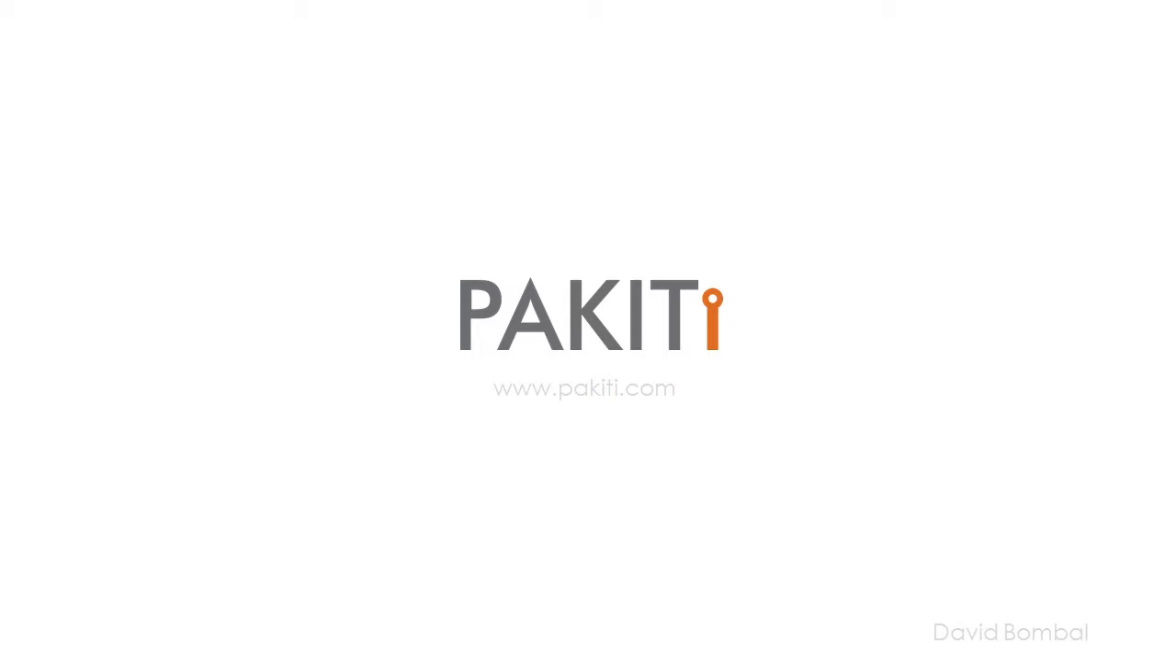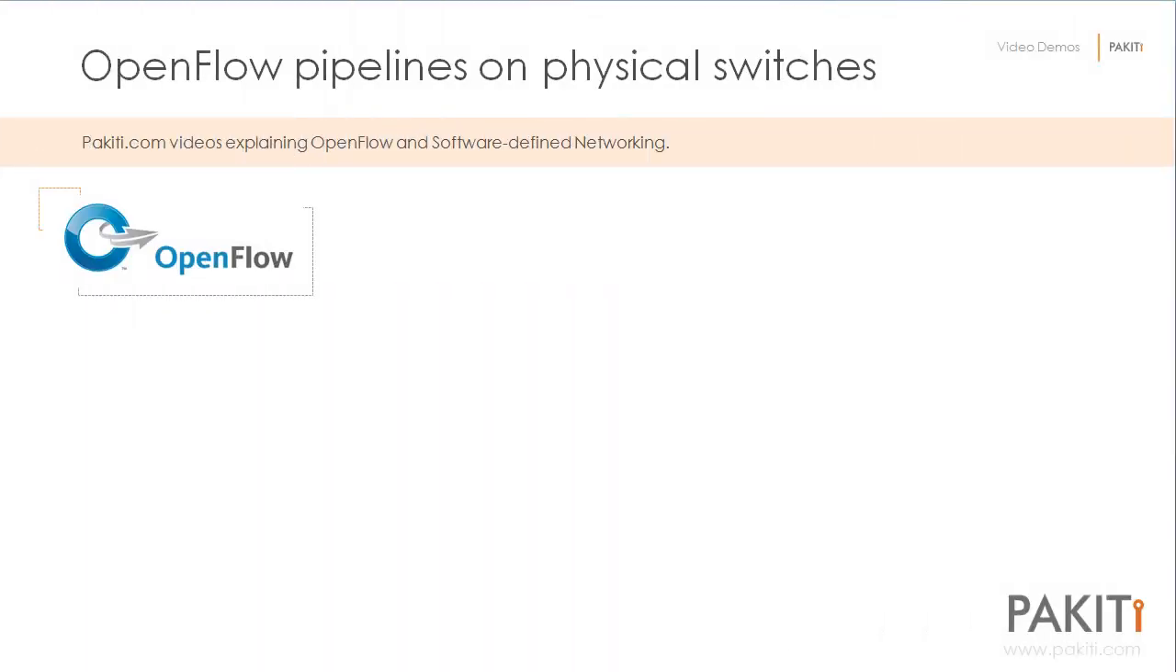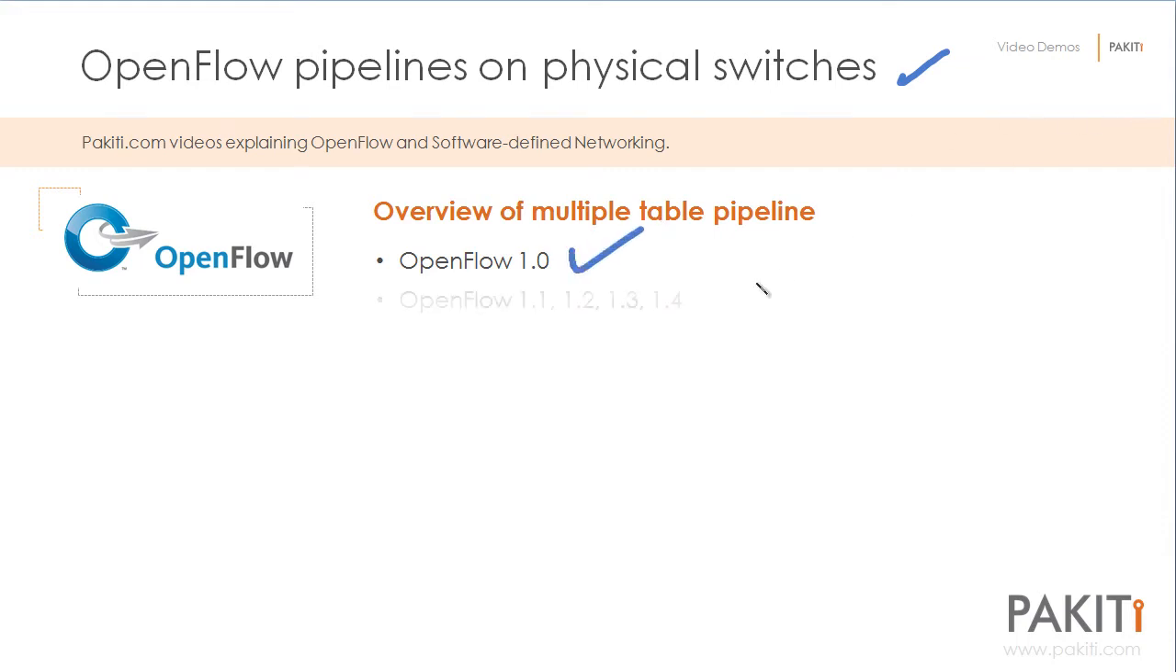In this video, we are continuing the discussion about OpenFlow and software-defined networking, or SDN. I'm going to explain and demonstrate OpenFlow pipelines on physical switches. I want to give you an overview of what the pipeline looks like in OpenFlow 1.0 versus 1.1, 1.2, 1.3, and 1.4. In brief, the big difference is that in OpenFlow 1.0, only a single table was supported, whereas from OpenFlow 1.1, a multi-table pipeline was supported.